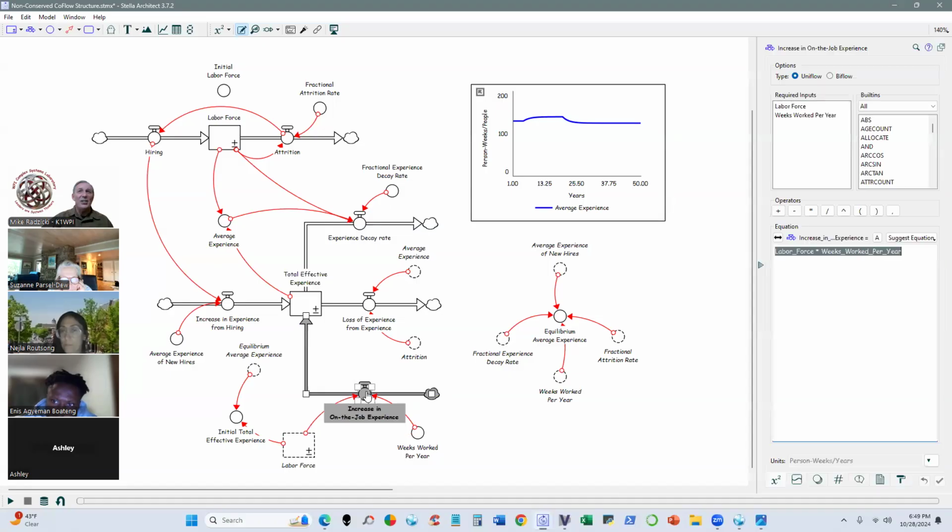Oh, they only get 2 weeks vacation. Geez. And that's the labor force times their weeks worked per year. Okay. And that accumulates in here. Okay. And there can be a decay rate here. So your skills can atrophy. And it atrophies again when it leaves at the average rate.